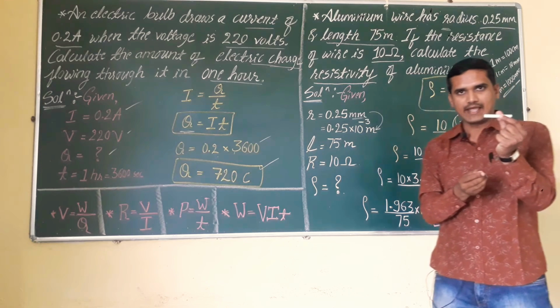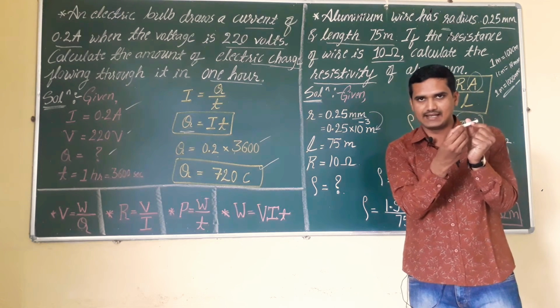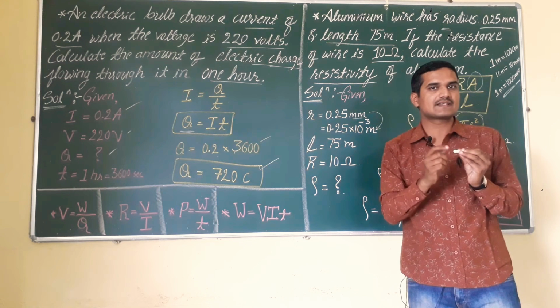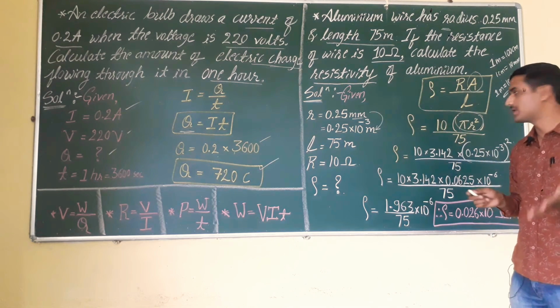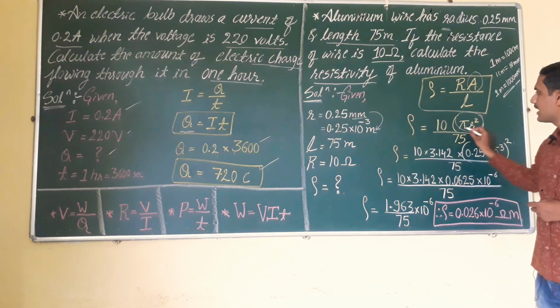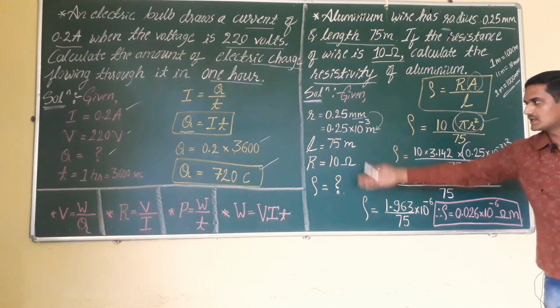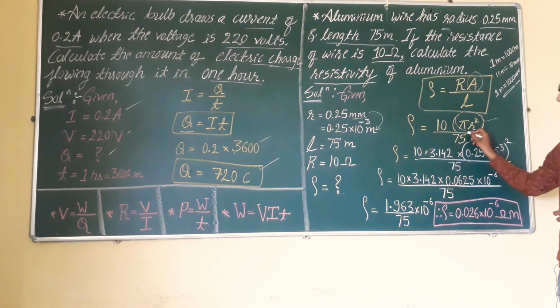Suppose you imagine this is a wire. Generally wires are in the form of a circle, right? So what is the formula of area of a circle? Area of a circle is pi r square, right? You can just remember it as pi r square, where r is the radius of the circle. So instead of area, you can write pi r square. This is the important thing here, because the area of cross section is not directly given, so you have to write it as pi r square. And as usual, the length value is 75 meters.